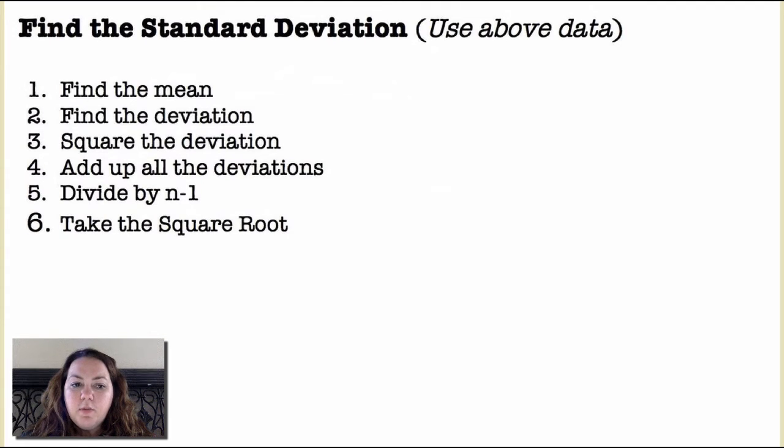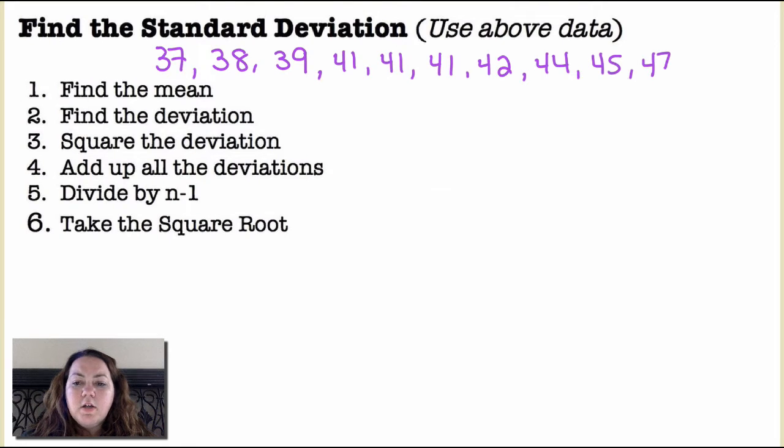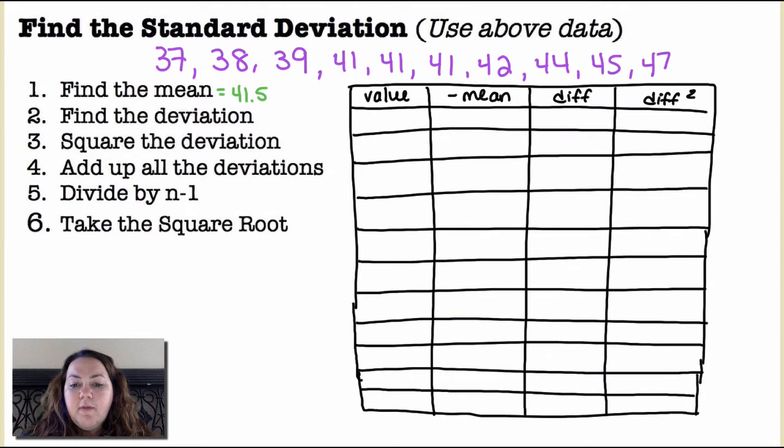For this one, we're going to find the standard deviation using the data that we had already used. Here's that data in order from least to greatest again, and I'm going to make a table. You probably don't need to write out all of these values from this table, but follow along and write out at least the differences, the squared differences, and then the sum. First, find the mean. I added them all up and divided by how many numbers I had, and that gave me 41.5.